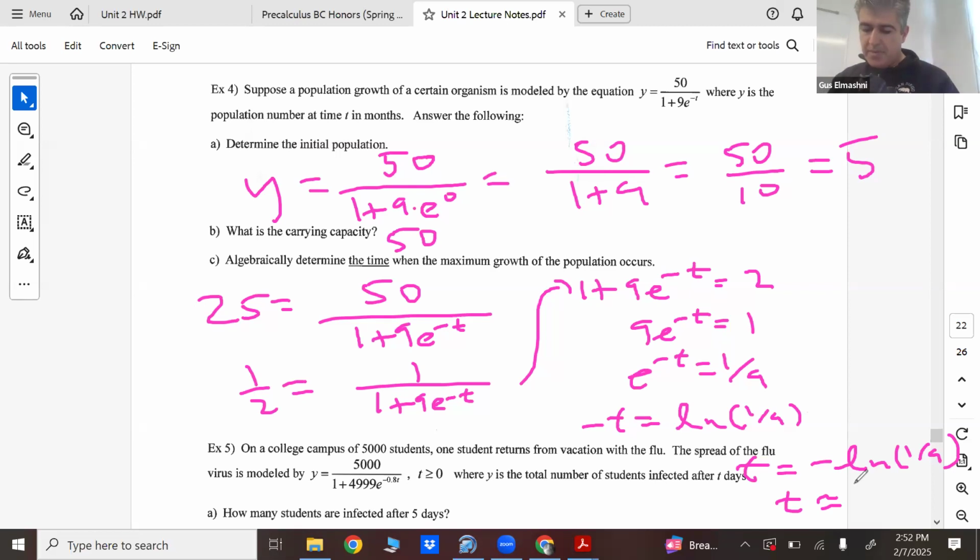So you set it equal to 25 because the point where the maximum growth occurs is half of C. Correct, right. It means if the exponent's negative, it will always be a negative solution. Correct, right. So it takes about 2.197 months.